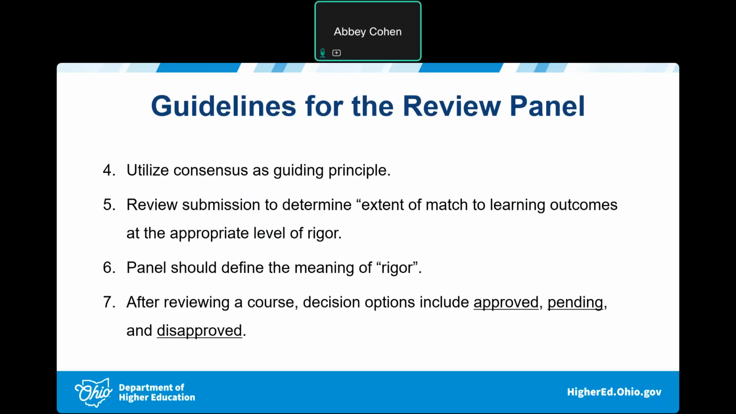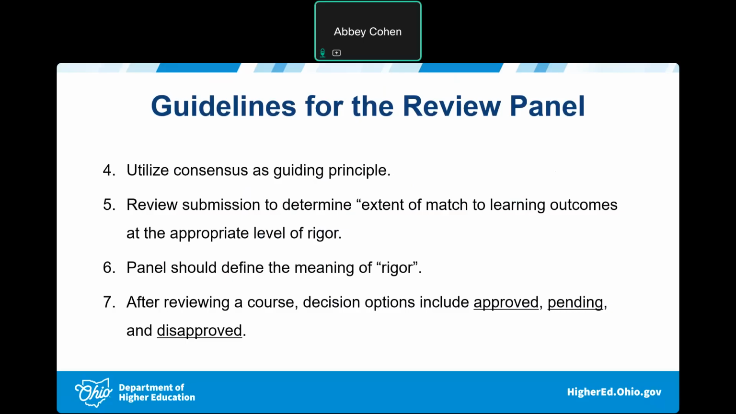OAT and staff will rely on the panel lead to make professional judgment. The next bullet is that the panel members are to determine the extent of a match to learning outcomes. Another guideline is that the panel should have an agreed upon definition of rigor in its application to their discipline. This is very useful when new members join a review panel so that everyone is on the same page with the level of rigor expected by the review panel to reach a consensus.